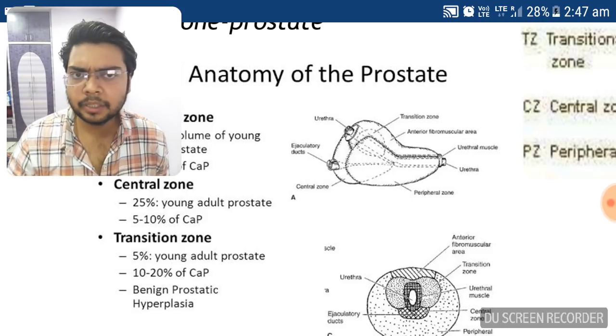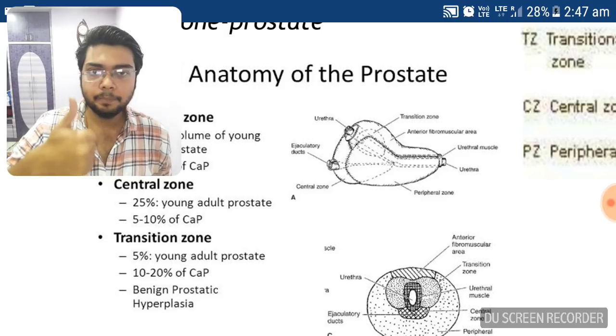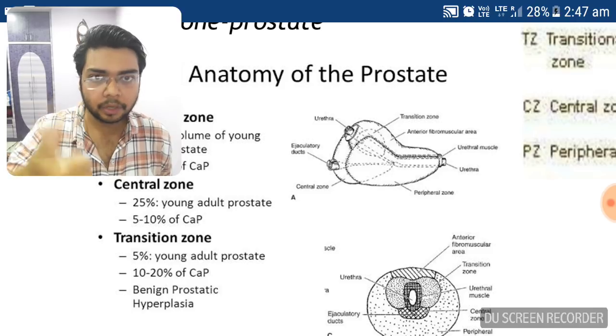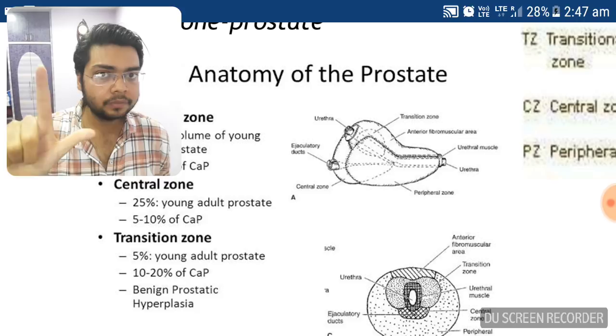An easy mnemonic to remember is P and P. P for prostate and P for peripheral zone. For cancer, you should remember PP, that is, in case of carcinoma prostate, peripheral zone.